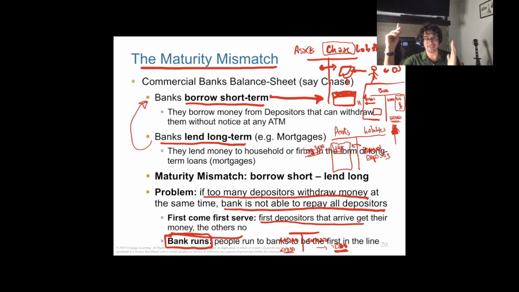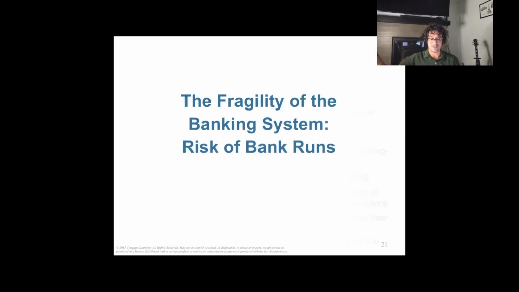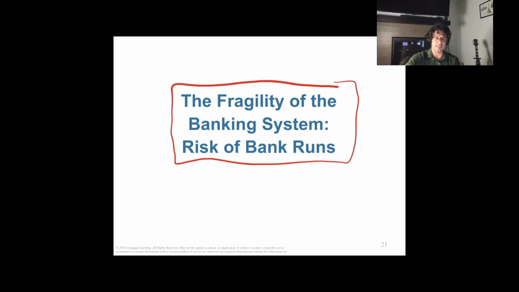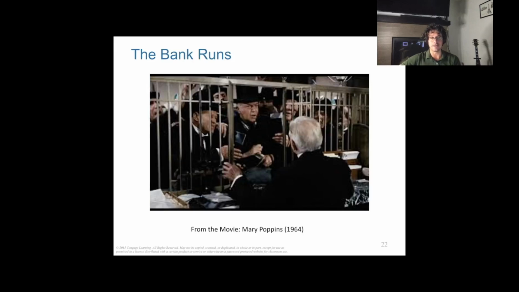If you put some demand deposits in your bank, and you suspect that the bank will not be able to pay back, then eventually I'm going to start running to the bank. And like me, all my neighbors will start running to the bank. And if everyone runs to the bank, then we have a bank run, okay? Because of this, the banking system is extremely fragile, subject to the risk of bank runs.